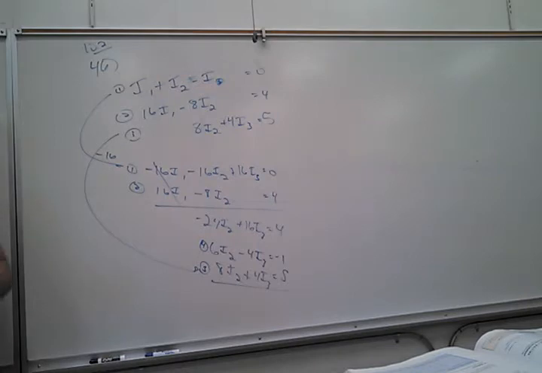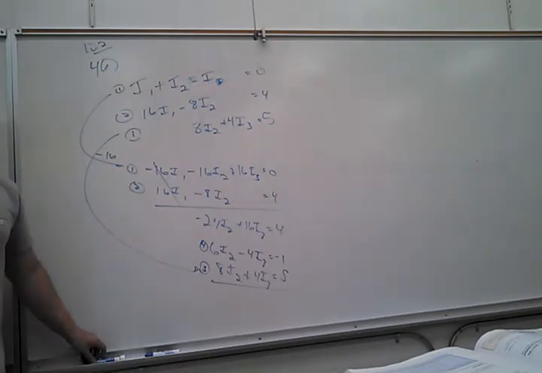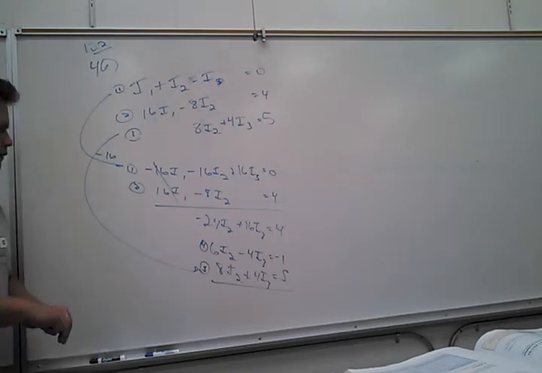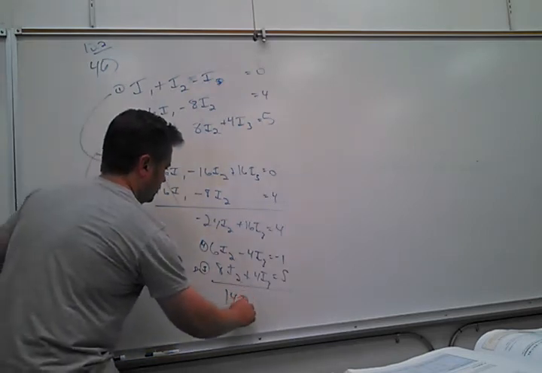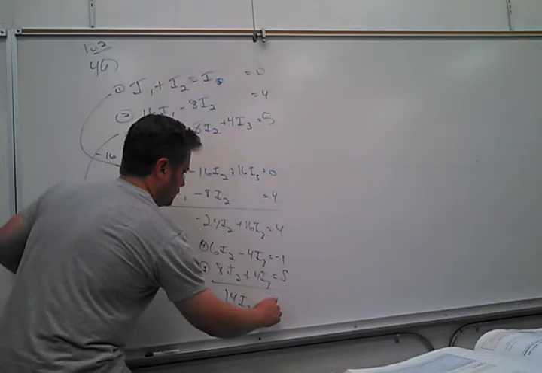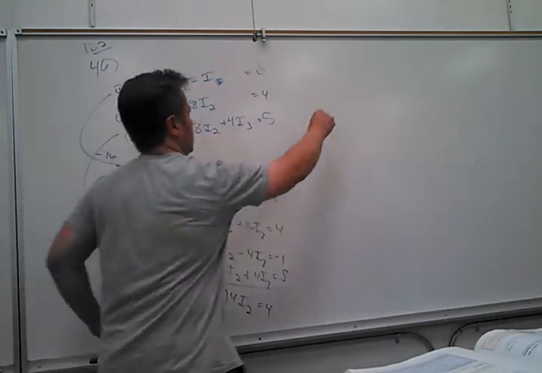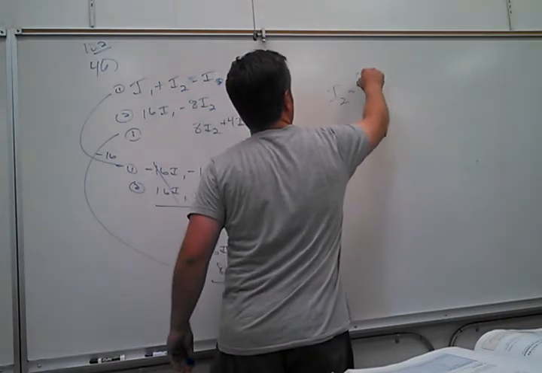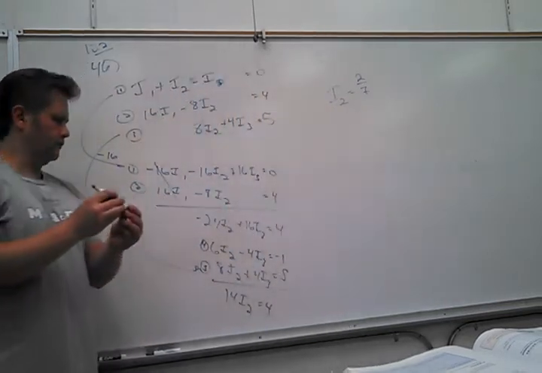Anything else? Very quick class. Can we finish this one? Just to see. Oh yeah. So you get 14I2 equals 4. So you get I2 is this disgusting 2/7.